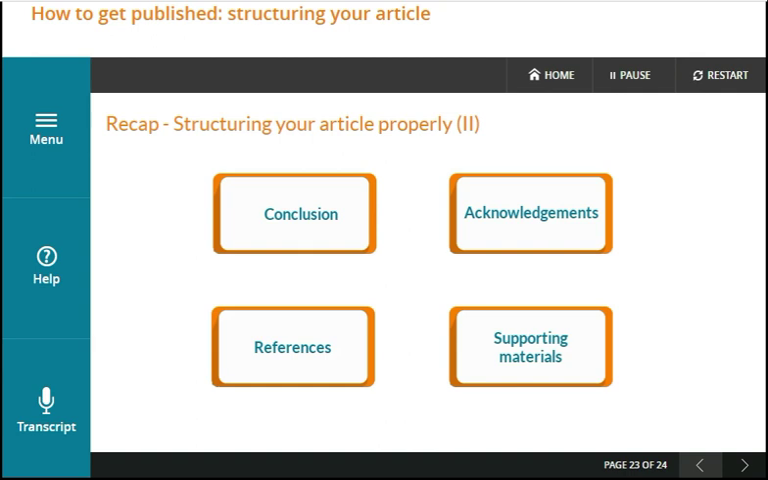The conclusion section is used to show how your work advances the field of study. The acknowledgments section includes the names of the important entities you want to acknowledge, such as advisors, financial supporters, and proofreaders. The references section is where you cite the main scientific publications on which you based your work. And the supporting materials section includes additional information such as previously published procedures and secondary data.